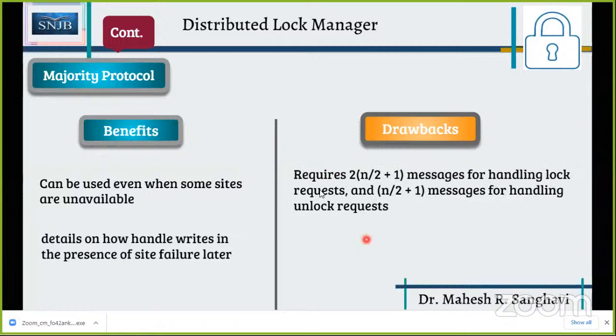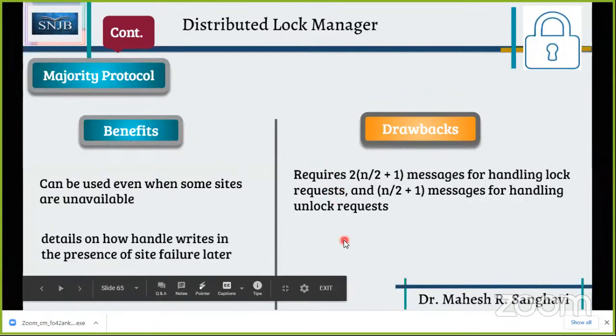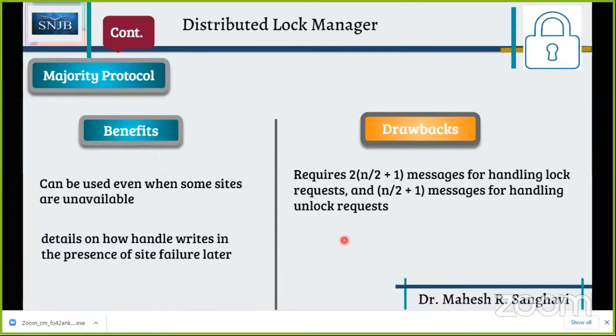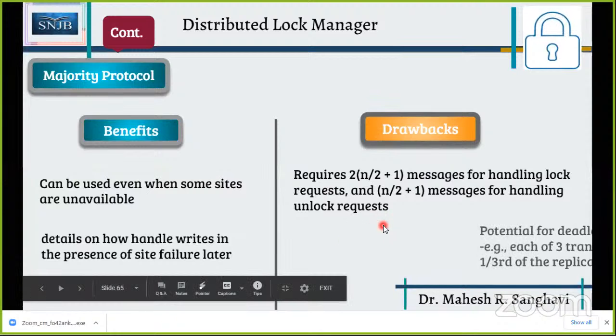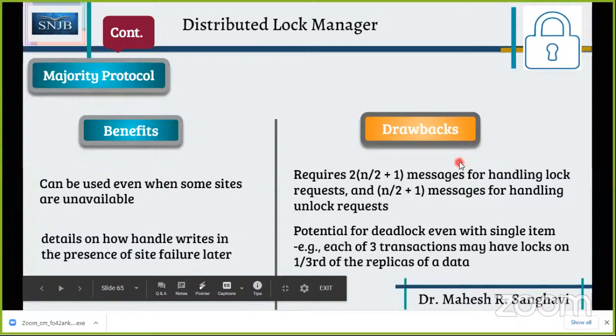Now the drawback of this particular scheme is that it requires 2(n/2 + 1) messages for handling lock requests and (n/2 + 1) messages for handling unlock requests. We have to send this many messages, and we have to wait for the replies. There is potential for deadlock even with a single data item.